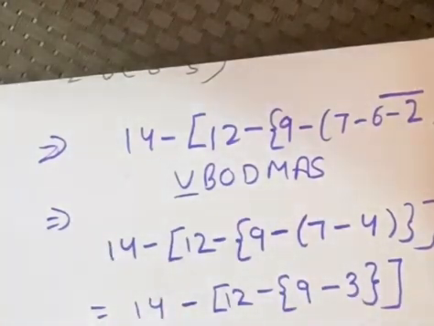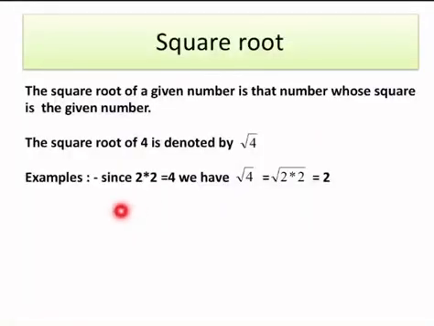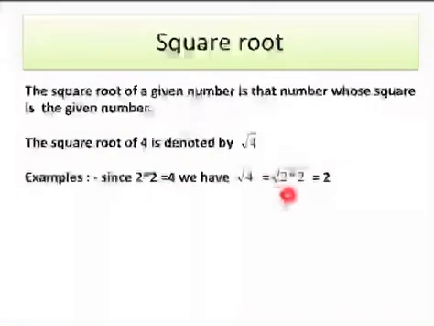So this is how we are going to solve the bar and the brackets. I hope it is clear to you. So now after this simplification, there is one topic, that is square root. So what exactly is square root? The square root of a given number is the number whose square is the given number. That is, if we square the 2, we will get 4, and the square root of 4 is the given number itself, that is 2.